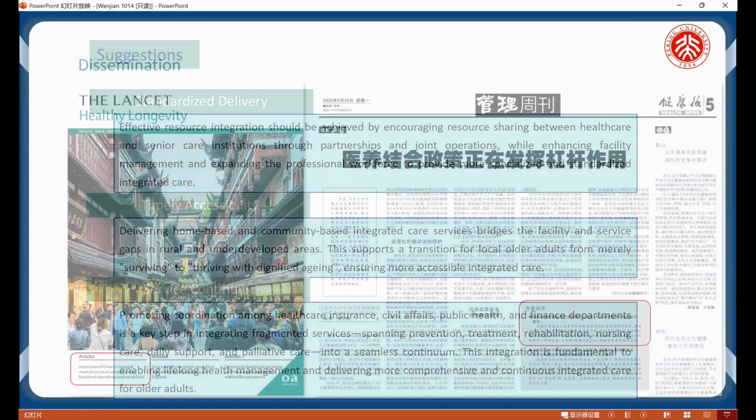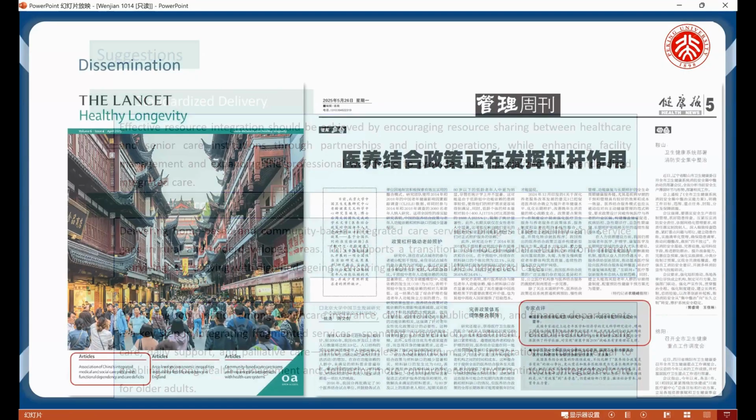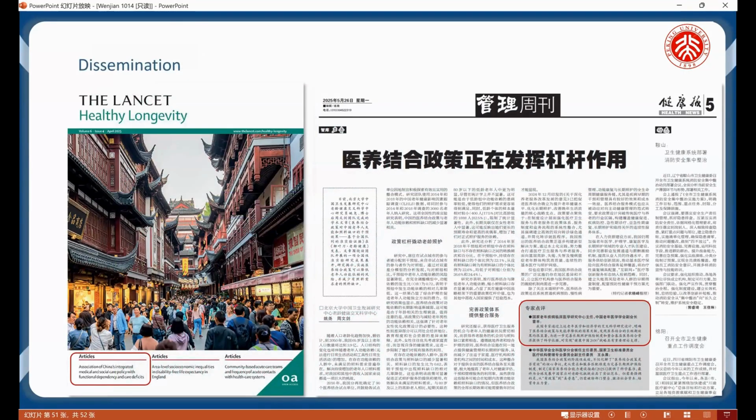This is the dissemination of this article. This article is a cover article published in the Lancet Healthy Longevity, and this article was reported by the Health News in China. That's all. Thank you for watching.